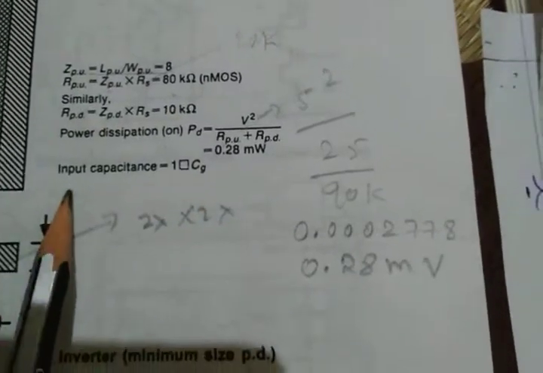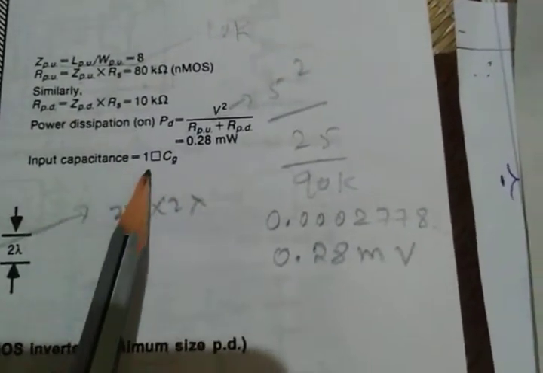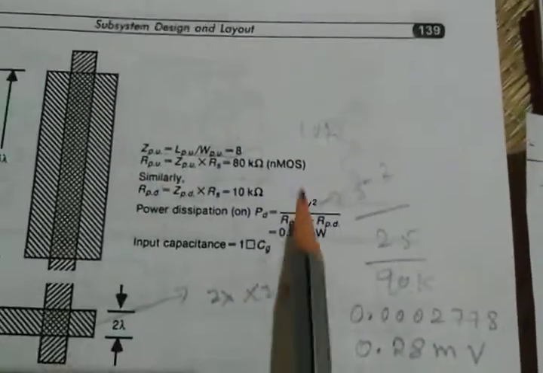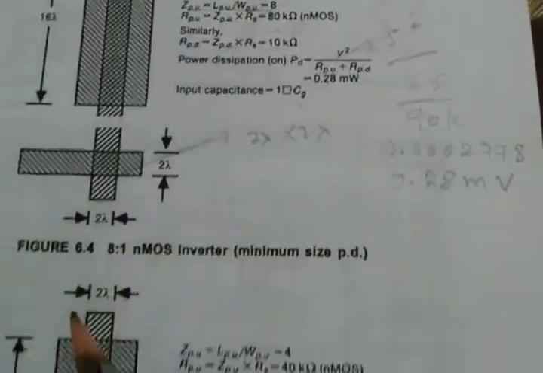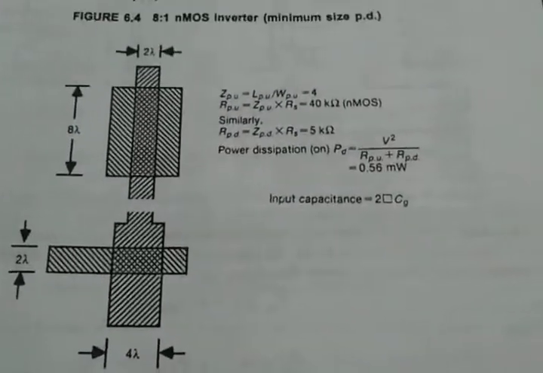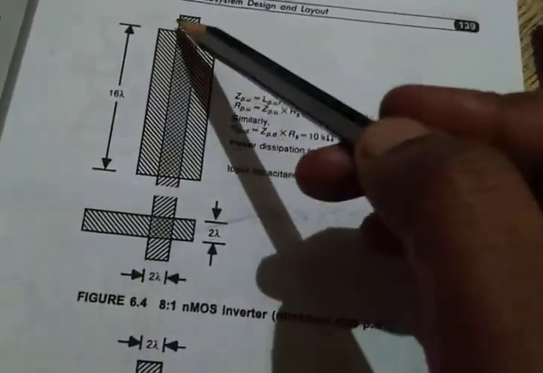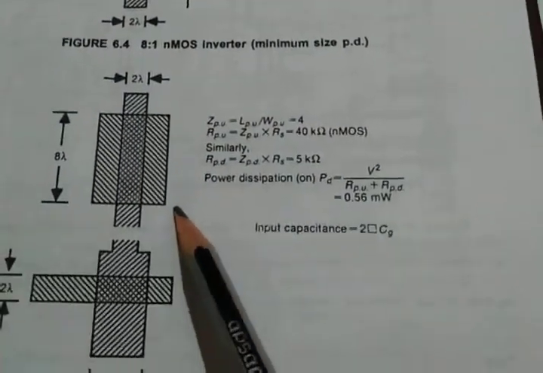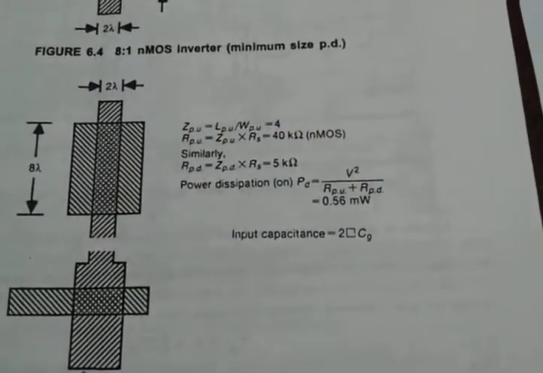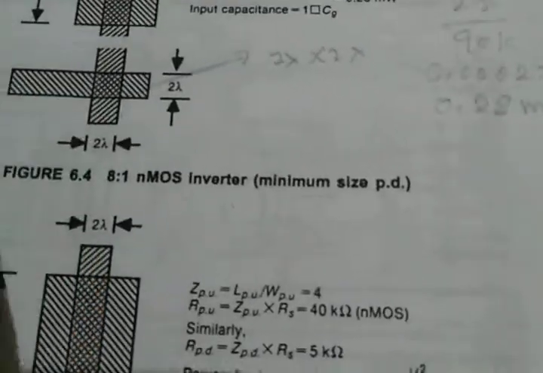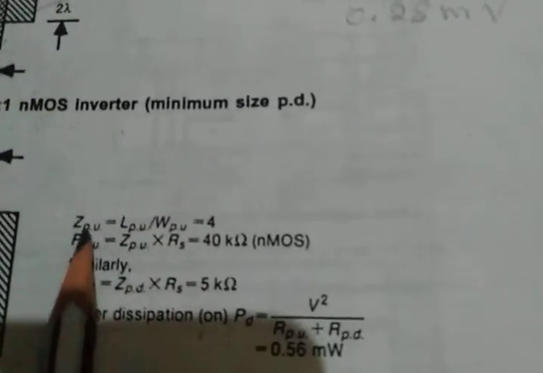Okay, so here the input capacitance we have chosen 1 standard of CG. So this is the 8:1 lambda, and the alternate is 4:1. The 8:1 is consuming more area, while here it is consuming less area. But what is the problem? The problem is the power dissipation. So look at here, similarly we have to do it.